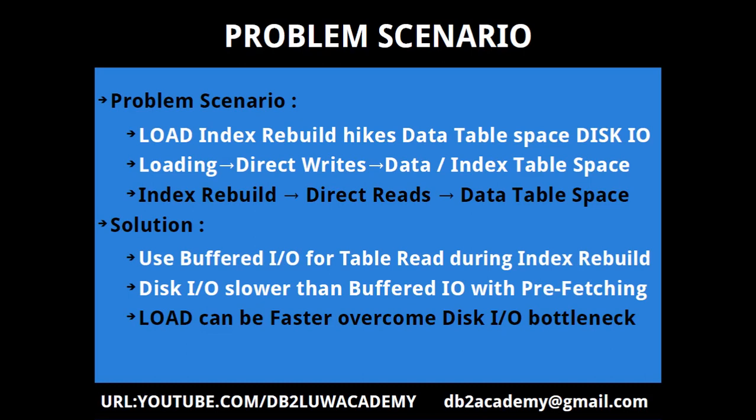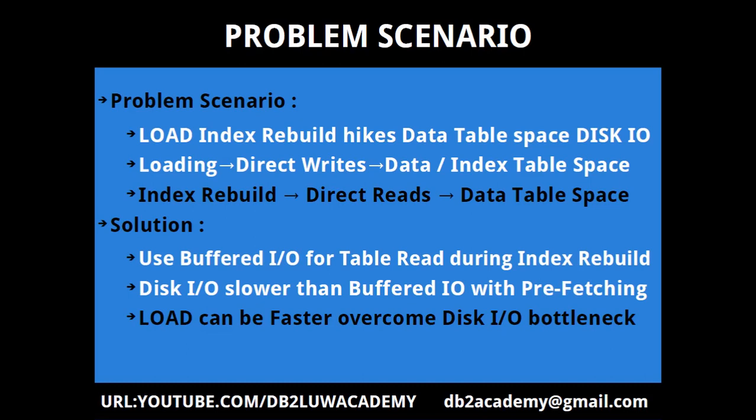And there are two things that are happening. One is the loading process and another is the index rebuild process. In the loading phase, you can see that there are a lot of direct writes, because that's ultimately what it is going to do, load the data into the table. But instead of writing into the table using the buffer pools, it's going to bypass the buffer pool and perform direct writes. So we can expect a spike in the direct writes in the data table space.